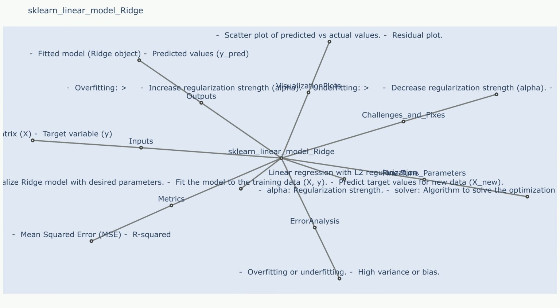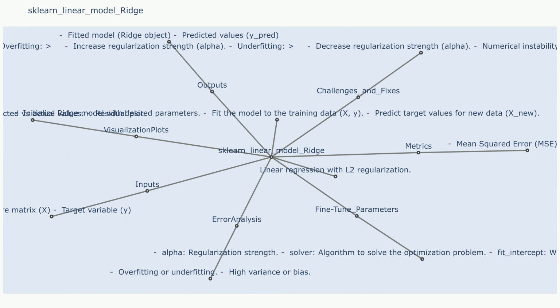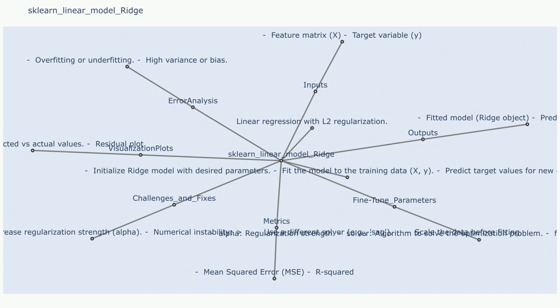Challenges and fixes. Challenge 1, overfitting. Sample use case that resulted in challenge 1: when the number of features is large and the features are highly correlated, the model may overfit to the training data. Fixes to challenge 1: increase the value of alpha. This will shrink the coefficients towards zero and reduce overfitting.